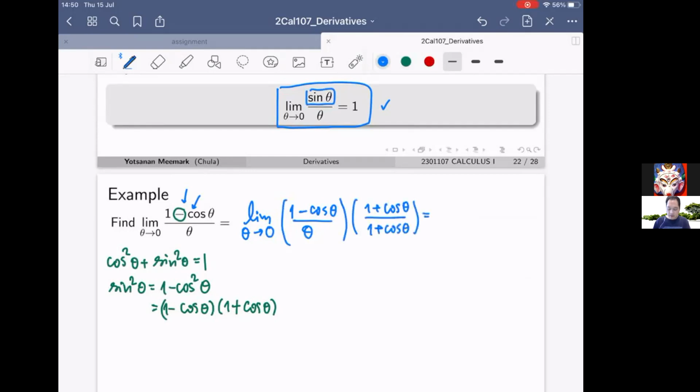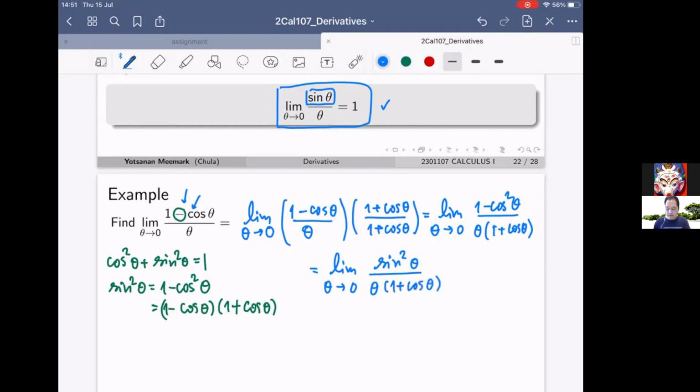Okay, so on top it becomes what? It becomes 1 minus cosine square. And on the bottom you got this one and then 1 plus cosine theta. So on your top right now, it is the limit as your theta goes to 0 of sine square over this one and 1 plus cosine theta. Can you manipulate it into sine theta over theta, one of them, and then this is one of them, sine theta over 1 plus cosine theta?